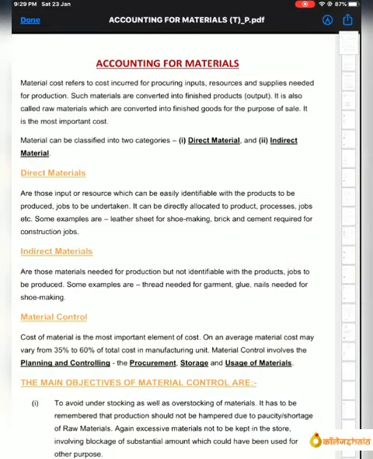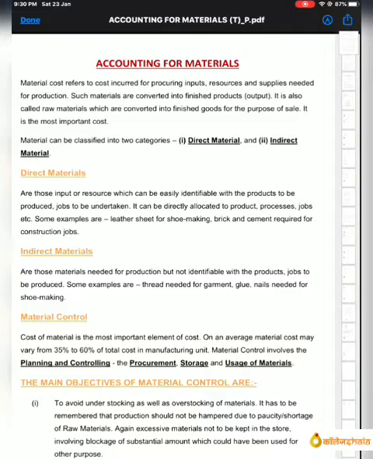Material is basically the inputs, resources and supplies which are needed for production. Such materials are converted into finished product, that is output. That's why it is also called raw materials, which are being converted into finished goods for the purpose of sale.